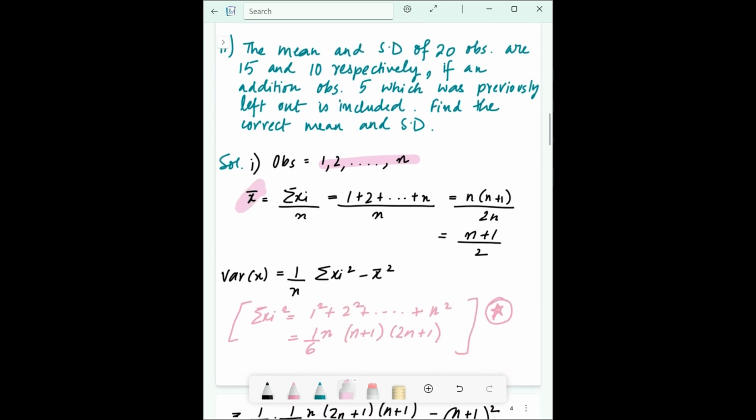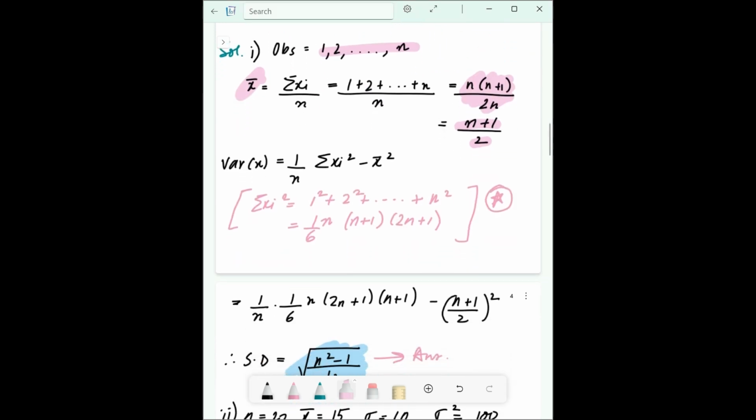So, how do you get the mean? Mean is summation of xi by n, therefore it is equal to 1 plus 2 plus goes on till plus n, by n, which is n into (n plus 1) by 2n. And we get the answer (n plus 1) by 2. Pretty straightforward. Now for the standard deviation, we need the variance. Let's use our magic formula. We need summation xi square.